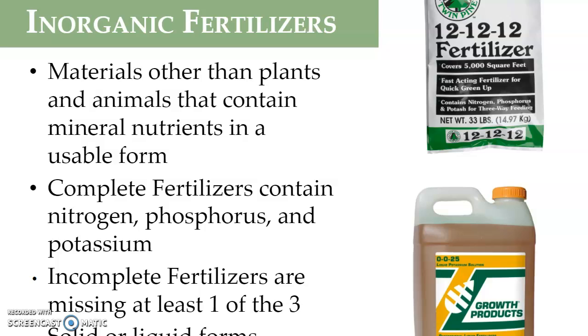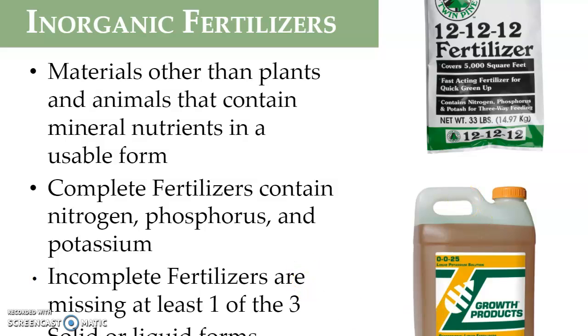The typical solid form, like this fertilizer in the bag right here, is in little pellets. And look, it says it contains nitrogen, phosphorus, and potash, which is a form of potassium, for three-way feeding. So this is a complete fertilizer. And these numbers, 12, 12, 12, it tells you how much of a percent of each of those three main ingredients, nitrogen for the first one, phosphorus for the second one, potassium for the third, that fertilizer has. And this is a solid.